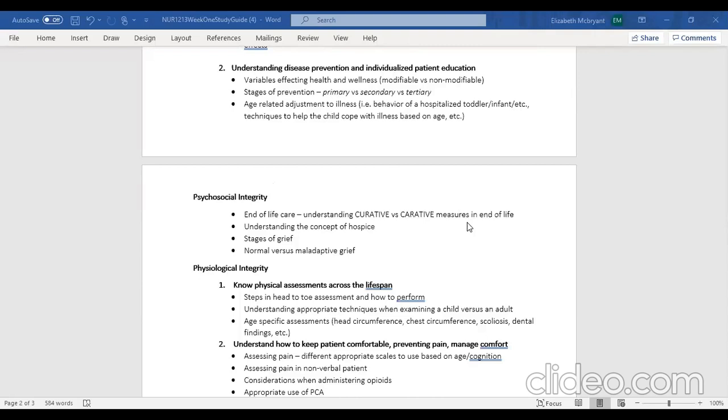What is tertiary? Remember, primary is education only. Secondary is when we're doing something to the patient, whether it's drawing blood, doing a cholesterol screening, administering some sort of test, giving them a vaccine. That's secondary. Tertiary is now this person has a disease and we are just trying to optimize the outcome, prevent exacerbations, or manage symptoms. Age-related adjustments to illness, I already said that. You need to know about how a toddler or a school-age child is going to behave.